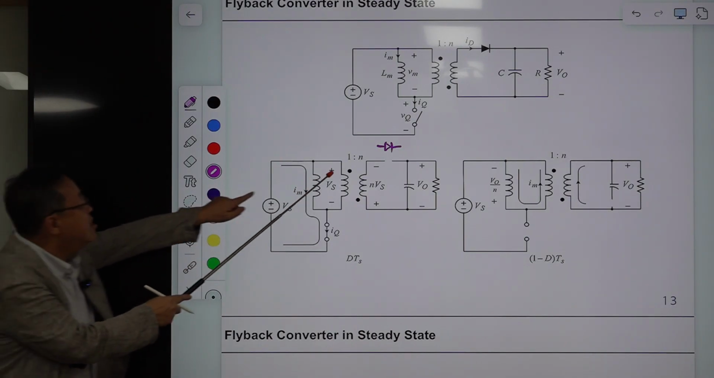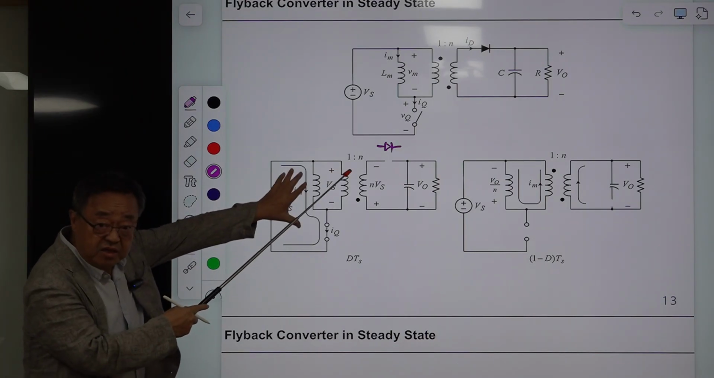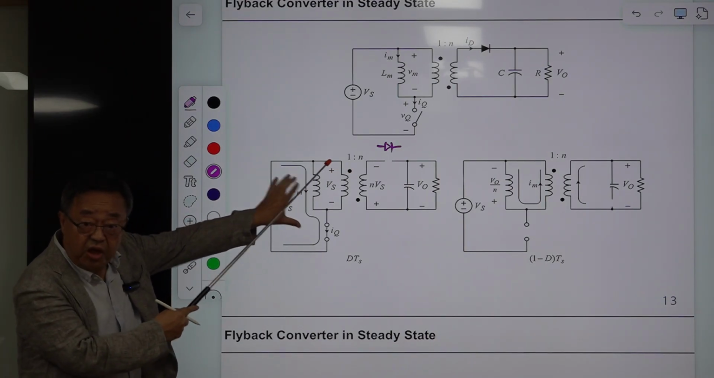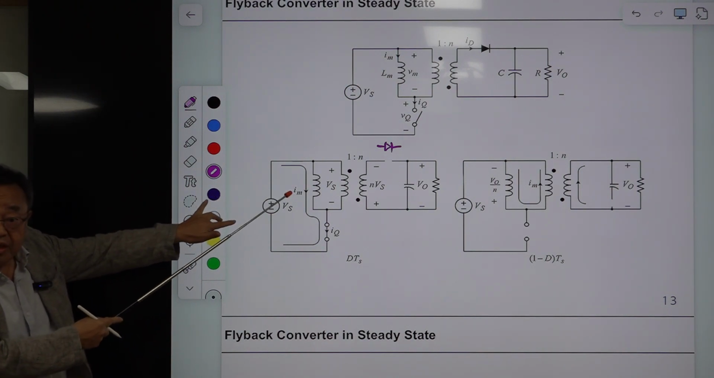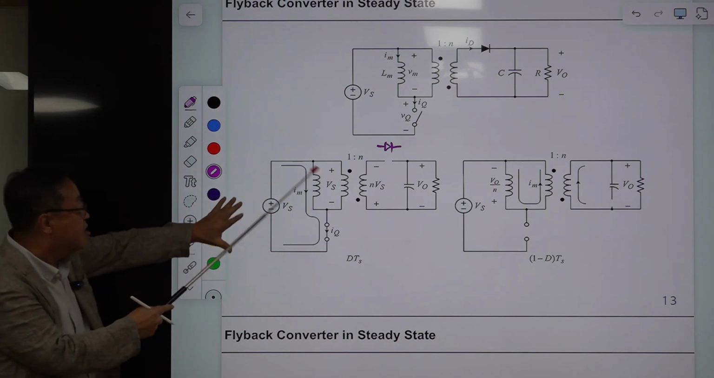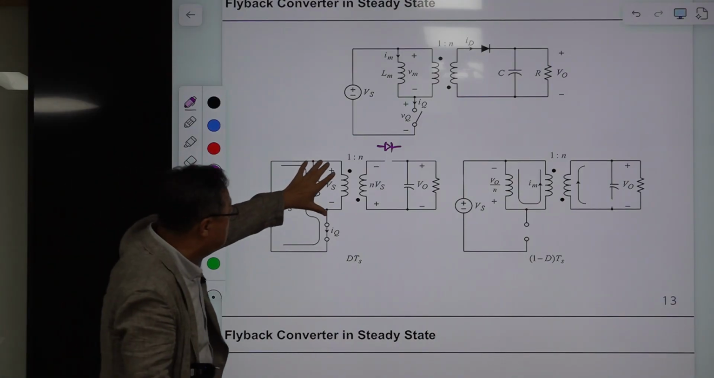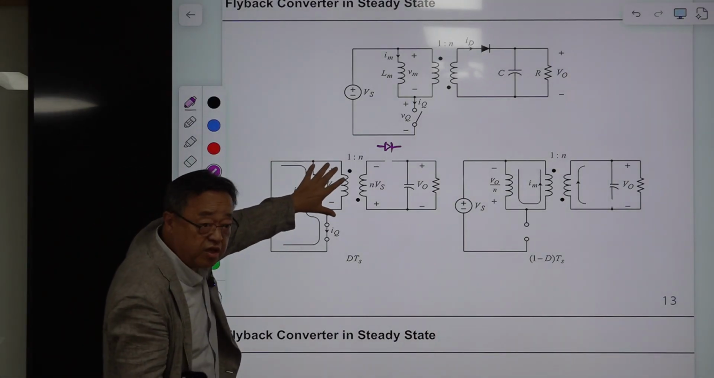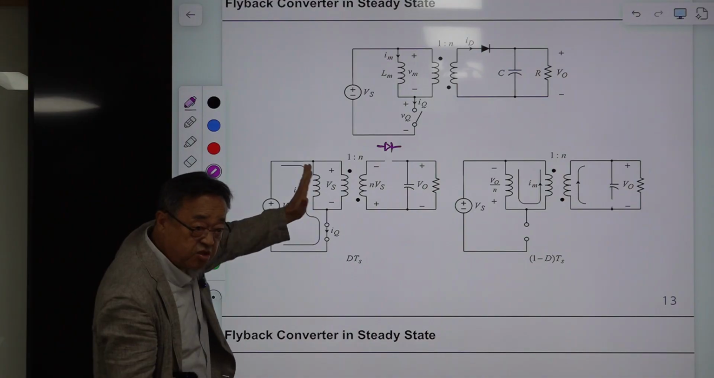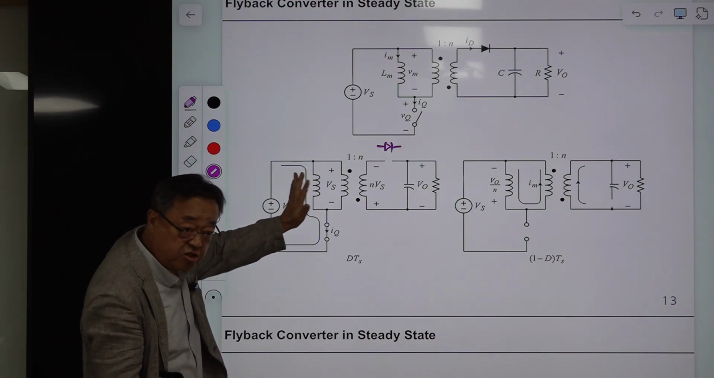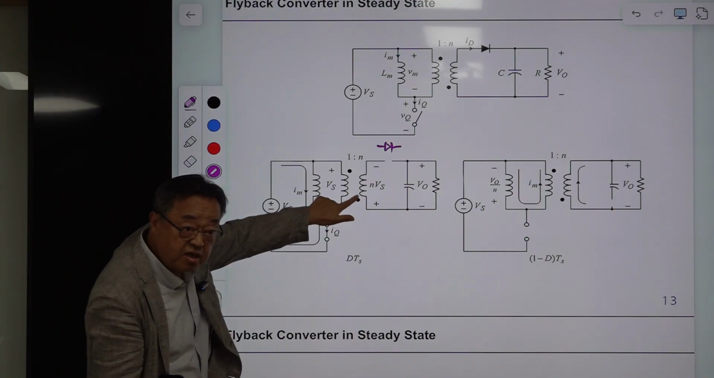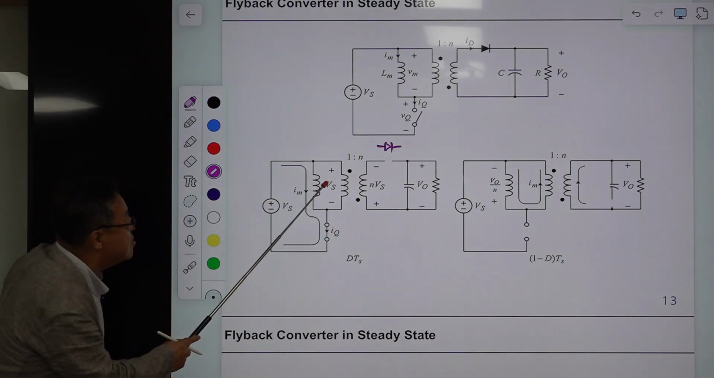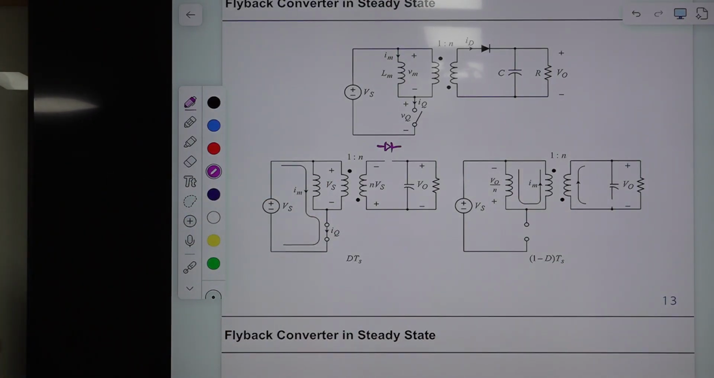So this is connected symbolically, but there is no current. So this is a virtual open. It's not connected. It's connected in the circuit diagram, but no current is passing through this. So this is open, virtual open. This is possible because this is a mathematical thing. This is the ideal transformer defined mathematically by the equation.